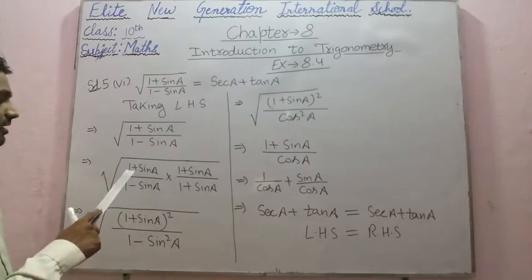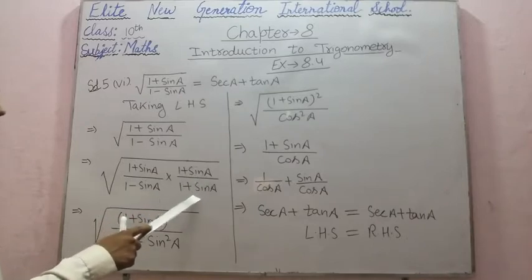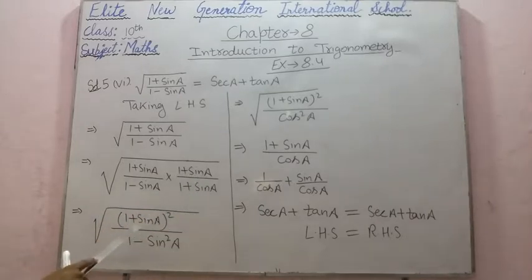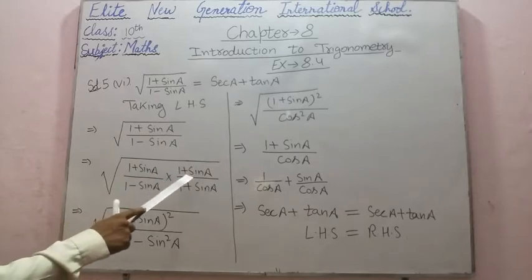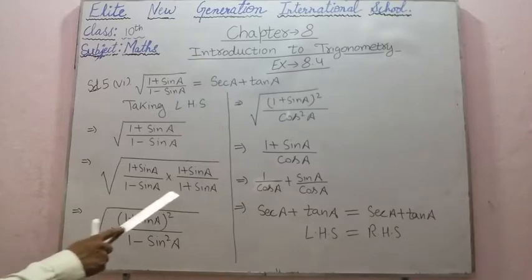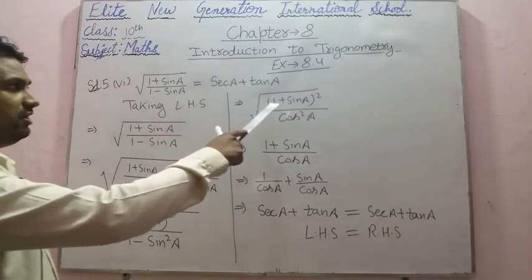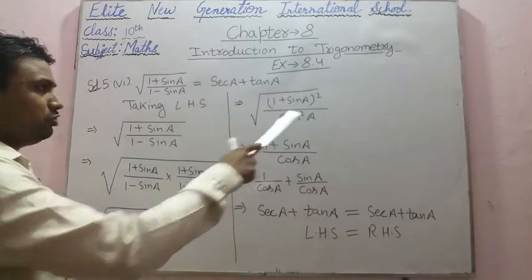So it will be under root (1 plus sin a) upon (1 minus sin a) into (1 plus sin a) upon (1 plus sin a). So here (1 plus sin a) into (1 plus sin a) will be under root (1 plus sin a) whole square, and here we can use the identity (a minus b)(a plus b), so a square minus b square. So here 1 square will be 1 and minus sin square a. Now after this it will be under root (1 plus sin a) whole square upon cos square a.